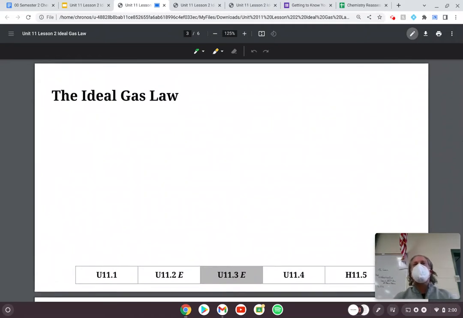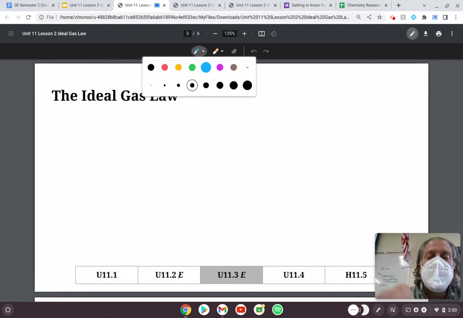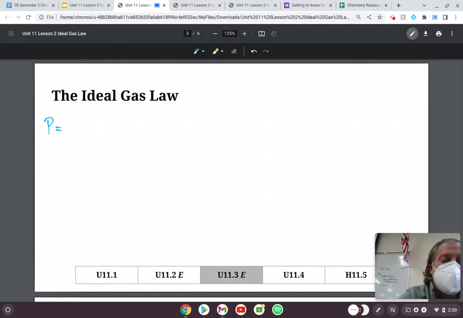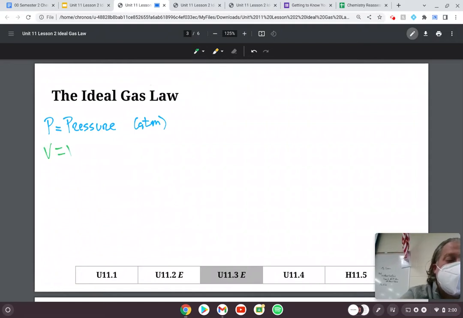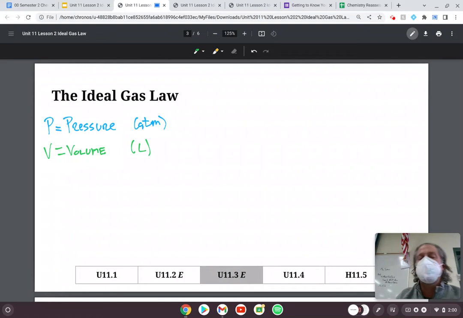In order to do that, we're going to talk about the four measurable quantities of a gas and how they relate to each other. The first measurable quantity of a gas is something that we call pressure, which has the variable P. So this is pressure. And that unit is going to be the atmosphere, or the ATM. The next variable is volume, and the value has to be measured in liters.